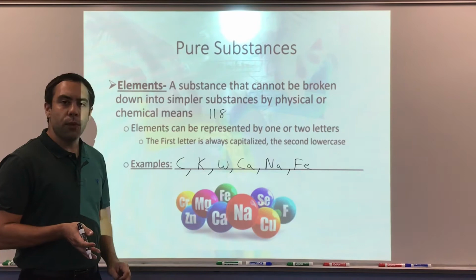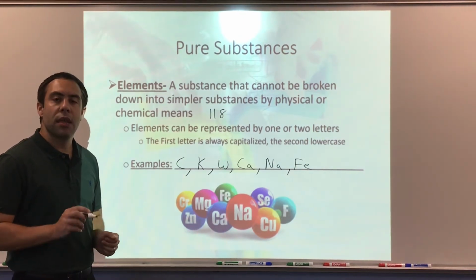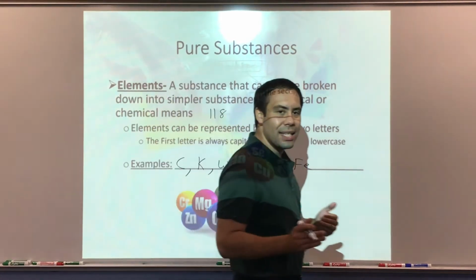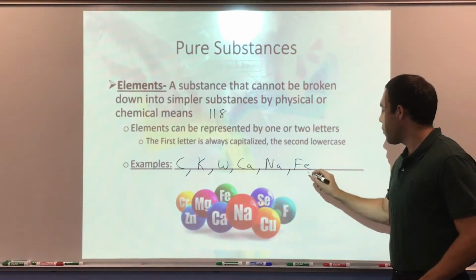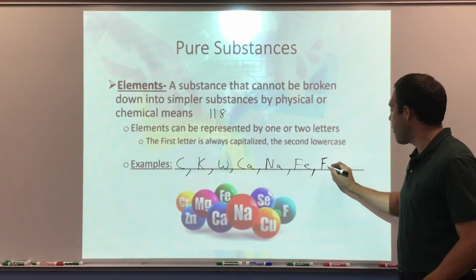And finally, we have diatomic elements, or also known as diatomic molecules. These elements can only exist in nature in pairs, diatomic, two atoms. So for example, fluorine wouldn't just be F, it would be F2.